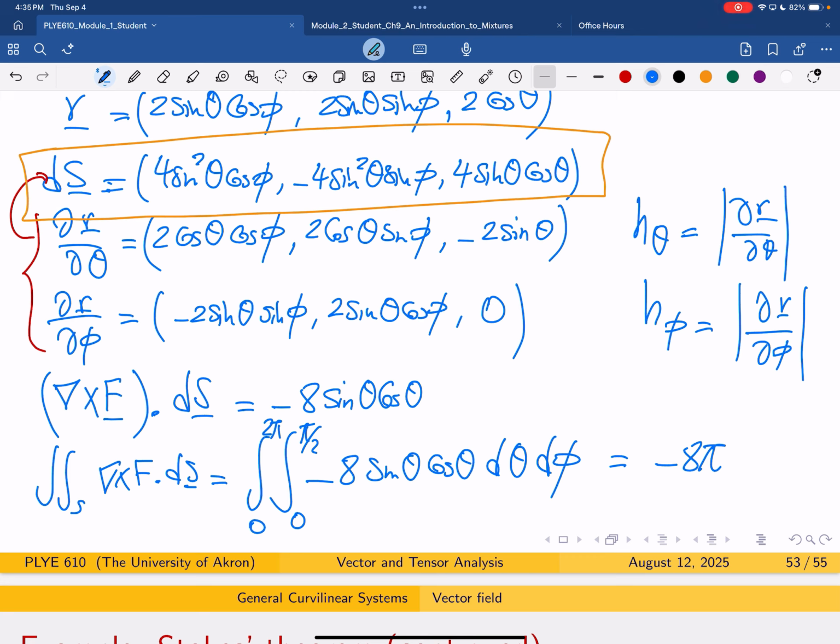Okay, so this was a difficult part, very difficult. You need to do some change of variables, figure out what the surface element is, right? So it is not very convenient. Now let's look at the other side of the equation because we wanted to verify it, right?